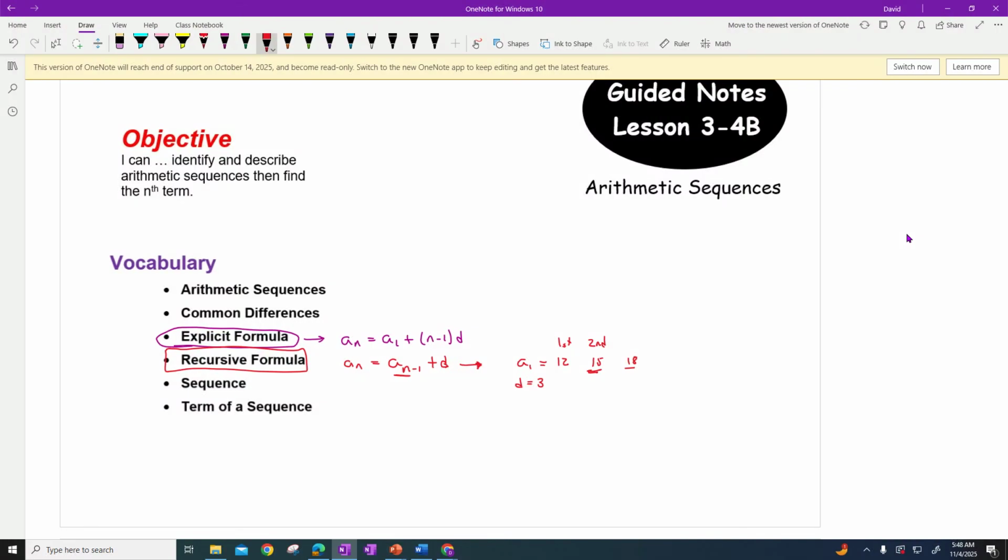Now this formula would be terrible if I said, well, what's the 44th number? I wouldn't use this formula, because I don't know what the 43rd number is, and so I'd have to do this plus 3, 43 times, so I know what this number is, so that I could find the 44th number. I need to know the 43rd number. So in that case, I would use the explicit formula.